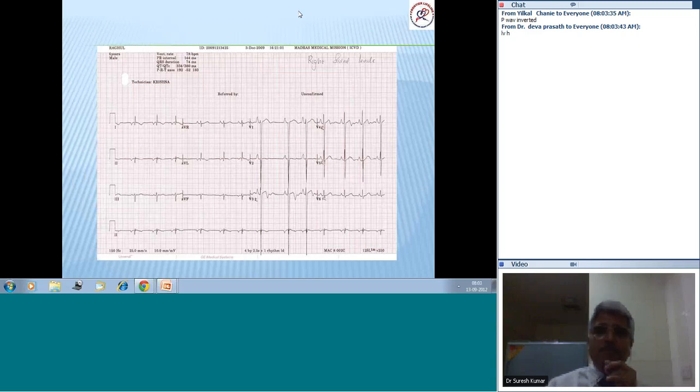He noted that the P wave is inverted, and Deva Prasad thought that there was LVH. Ikal, you need to see where is the P wave inverted. It's not enough to say that P wave is inverted.